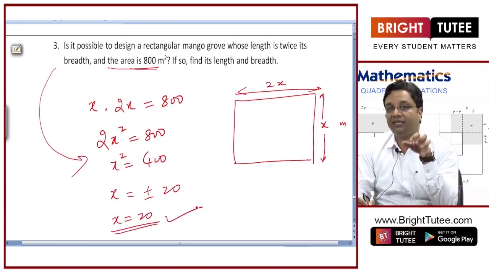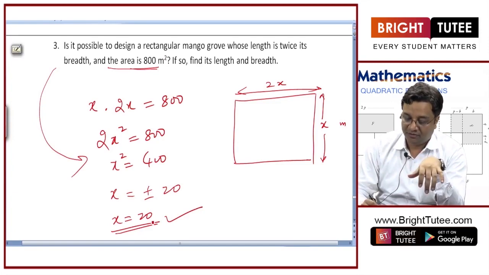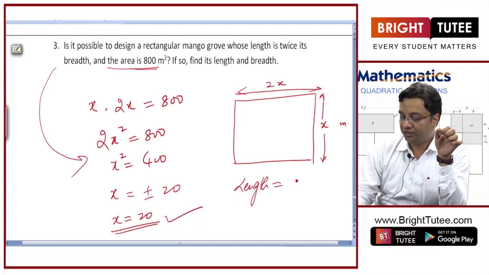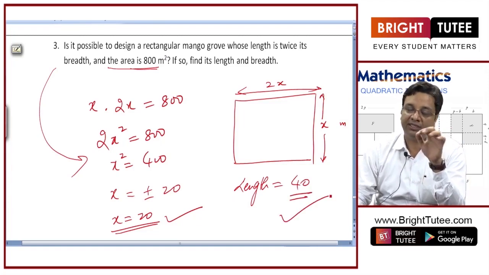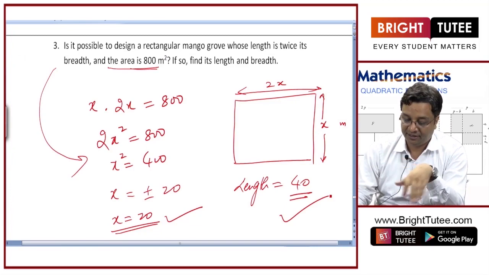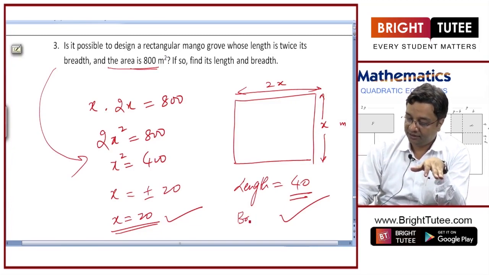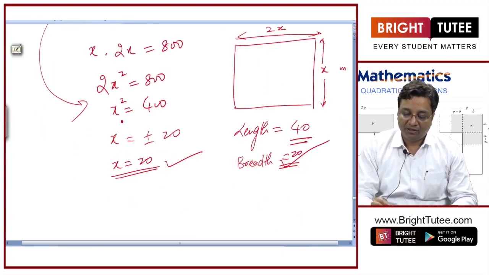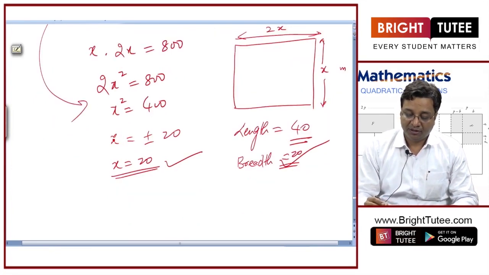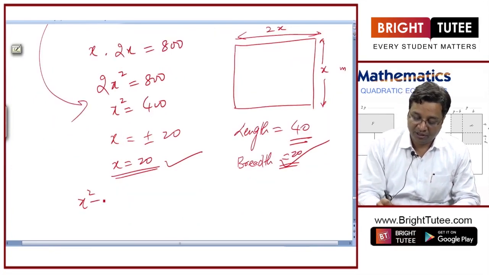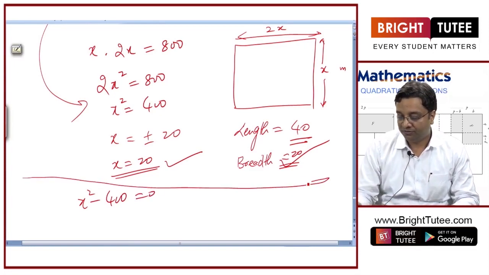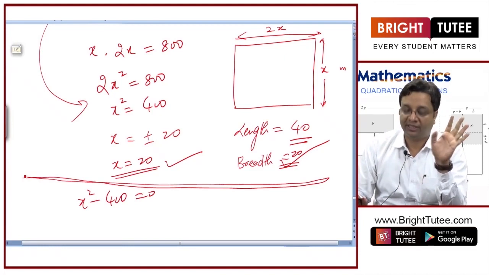Hence we can say that there are real values of x possible, which is equal to 20, and the length 2x will be 40. So such a rectangular field can be designed, with length 40 and breadth 20. Okay, if you want to go deeper into this process, you can make it into a quadratic equation, x square minus 400 equal to 0, right. Up to this place the solution is correct, right.